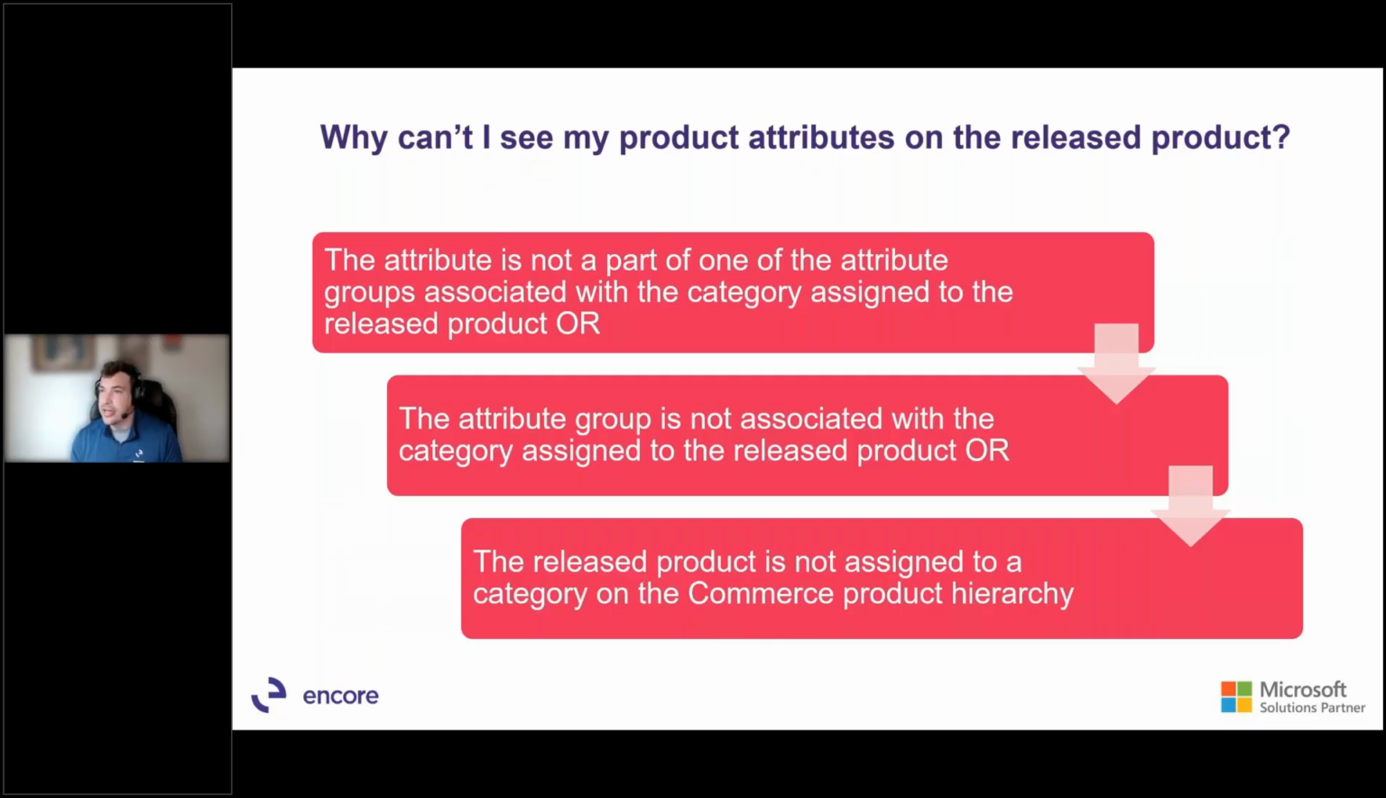or the released product is not assigned to the category on the commerce product hierarchy. So that would be, again, back to that commerce product hierarchy. And if the product is not assigned to that category, then you will not see any attributes associated with the product itself. So if you cannot see a product attribute on a released product, just look at these three steps. And if all of these are true, then you should and will see it on the released product.